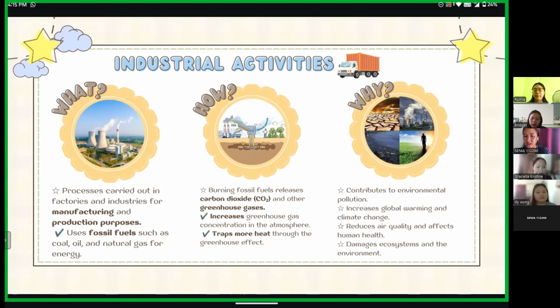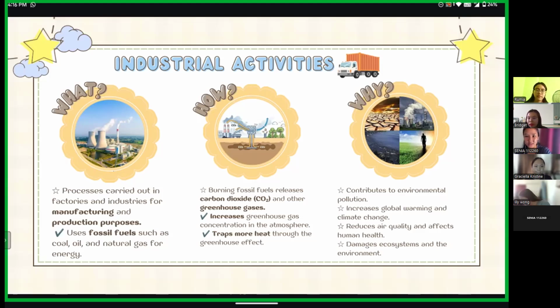Factories and power plants burn coal, oil, and natural gas to produce energy. When these fuels are burned, they release a large amount of carbon dioxide into the atmosphere. Carbon dioxide is one of the main greenhouse gases responsible for trapping heat in the atmosphere.